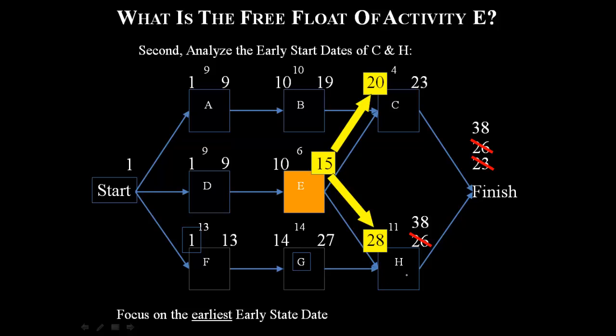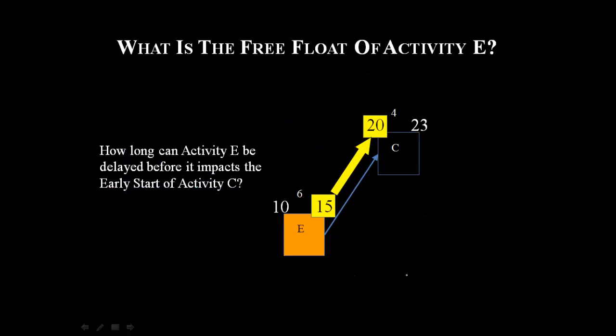So this H is on the critical path. So let's remove it, and we are only left with E and C. So only activity which is in this case is C and not H, because it's free from that. So now, how long can activity E be delayed before it impacts the early start of the activity C? So this is the definition of free float. Again, let me read it again. So how long can activity E be delayed before it impacts the early start for activity C?